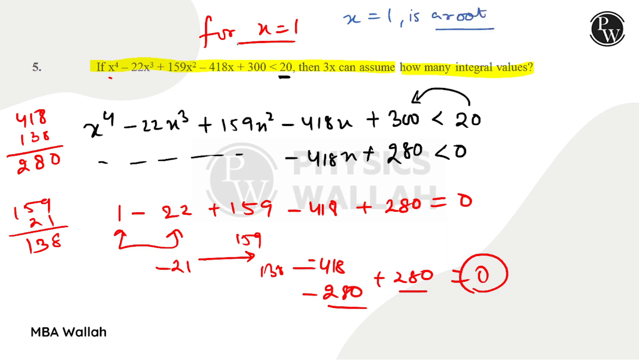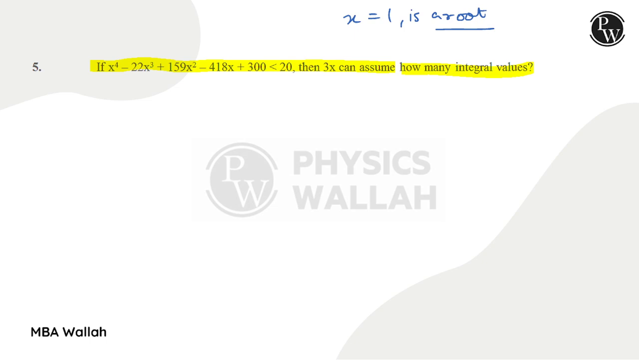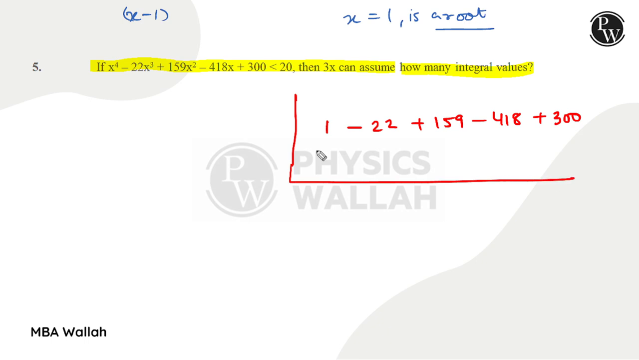And whenever we get x equals 1 as a root, we can predict that x minus 1 is a factor of this expression. Now let's use synthetic division. So I'll straight away write 1, minus 22, plus 159, minus 418, plus 300. Because I know that x minus 1 is a factor, I'll directly use synthetic division to find the other factors.